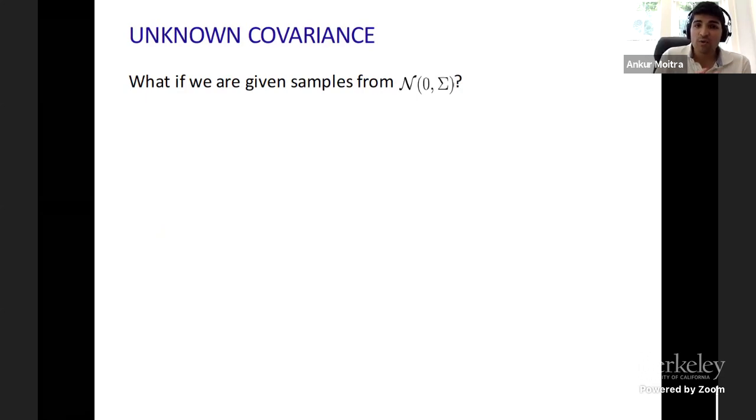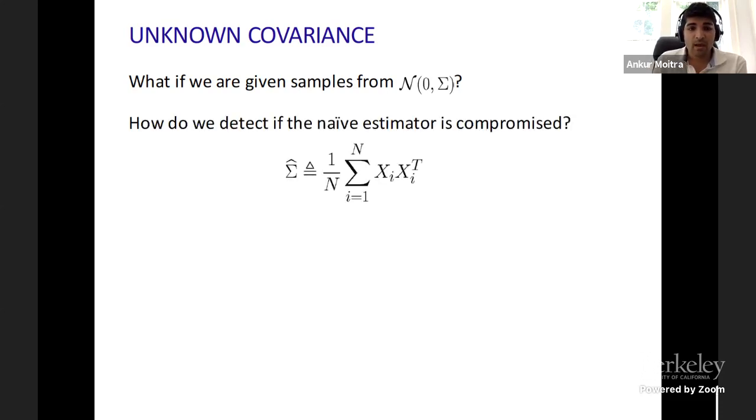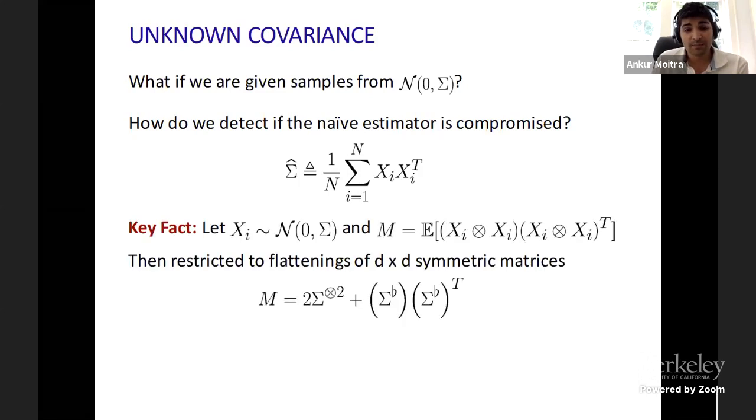So now let me just give you a flavor of how to do this for the unknown covariance, and we'll see tensor methods again come to the rescue. So what happens if we're given samples from a Gaussian N(0, sigma)? And I want to do the same thing I tried to do before. I want to use the naive estimator, the empirical covariance sigma hat. Now, this isn't going to work all the time, but at the very least, I want a method to determine when this naive estimator has been corrupted.